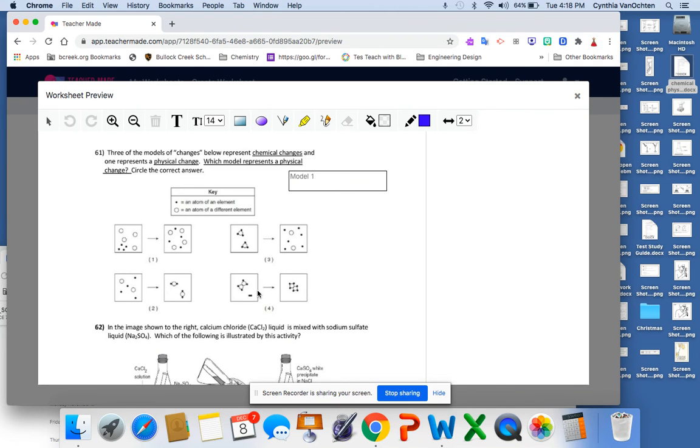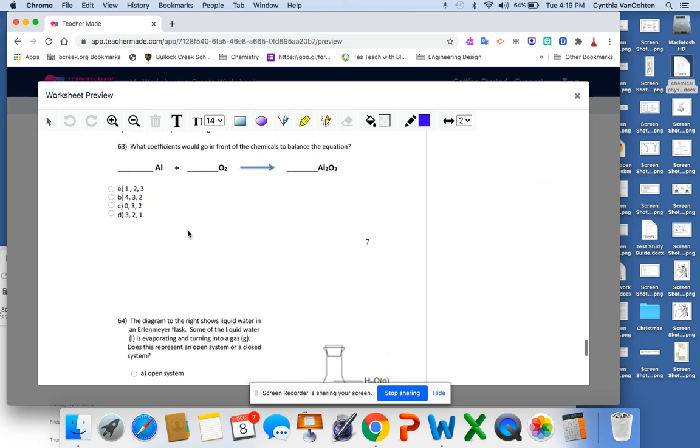This one is showing you a new compound being formed where this molecular element broke up and actually attached to this and formed a new compound. These elements joined together to form a new compound. So these are all chemical changes. Model 1 is a physical change. There's no bonds broken, no new bonds formed. The elements are just in a different position than they were before. Okay, so this one is model 1.